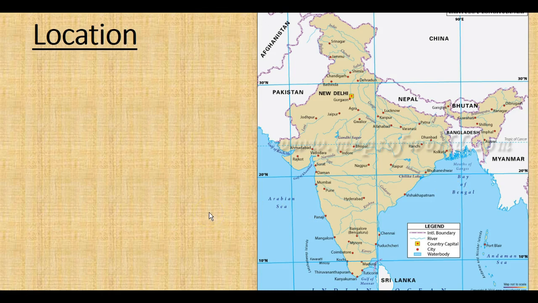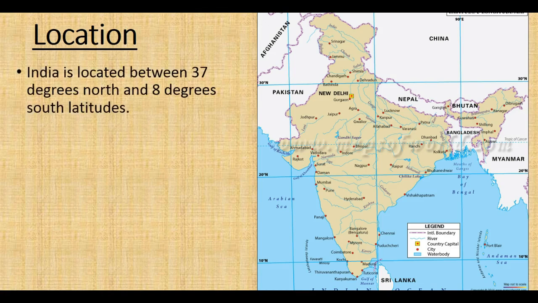And now we're going to put on our geographic hats and go back to our geographic skills using absolute location. Remember that absolute location is the exact location on the map of where you find that place. So this reads, India is located between 37 degrees north. Okay, so if we look at our lines of latitude, 37 up here, 37 degrees north, and 8 degrees south latitudes. Okay, so it covers quite an extensive area.